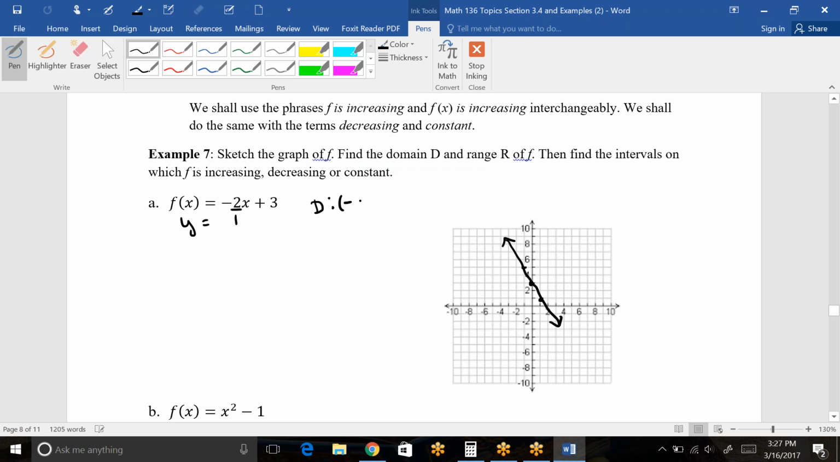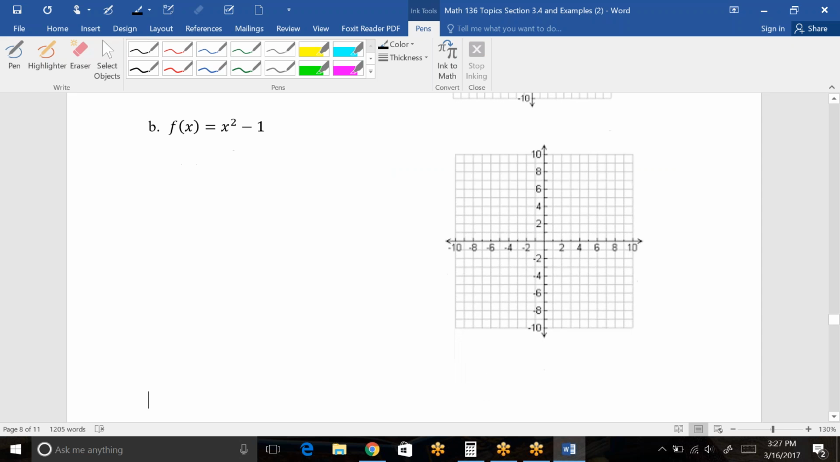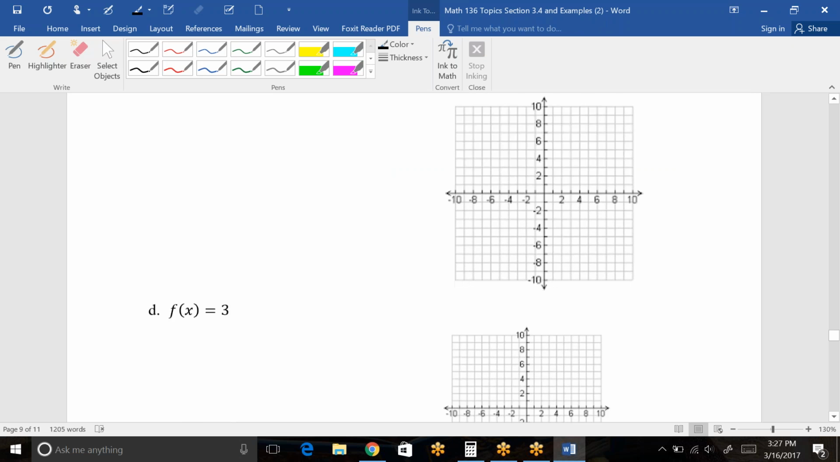So I need to find that domain and range. With lines, there's not really much interesting going on. A line can have any x you want plugged in, and lines go up and down forever. So essentially, if you have a line that has a slanted slope, like we do here, it's all real numbers for both. When we have increasing, decreasing, or constant on a line, it's just going to be one of those. And in fact, we are decreasing forever. So we are decreasing on our entire domain, -infinity to infinity.